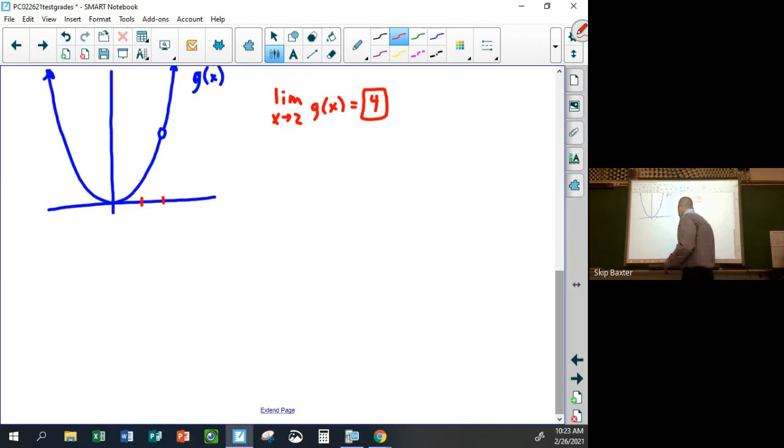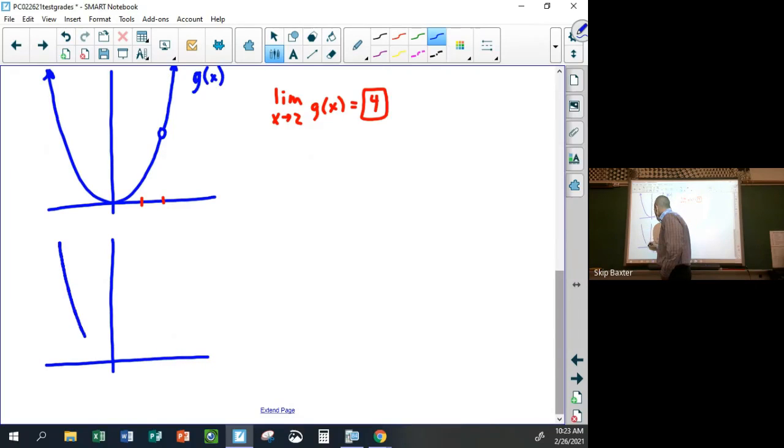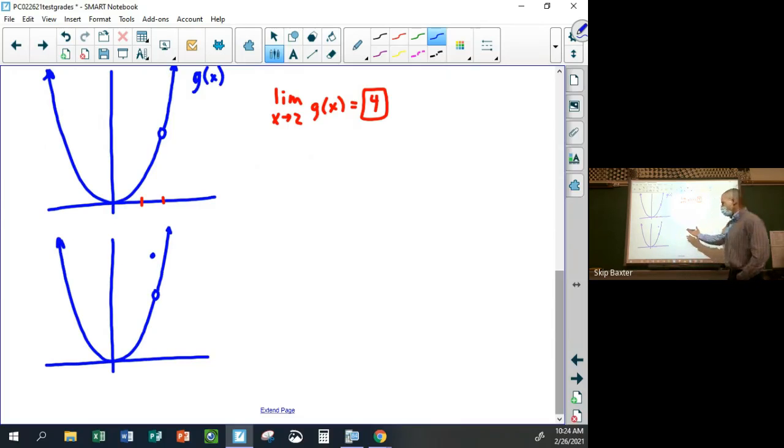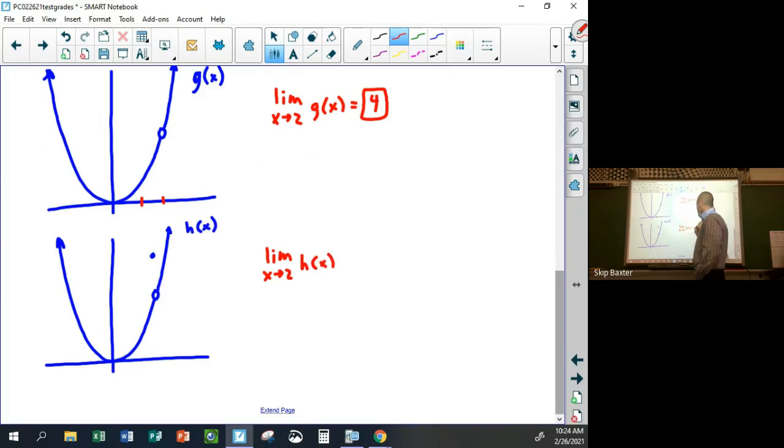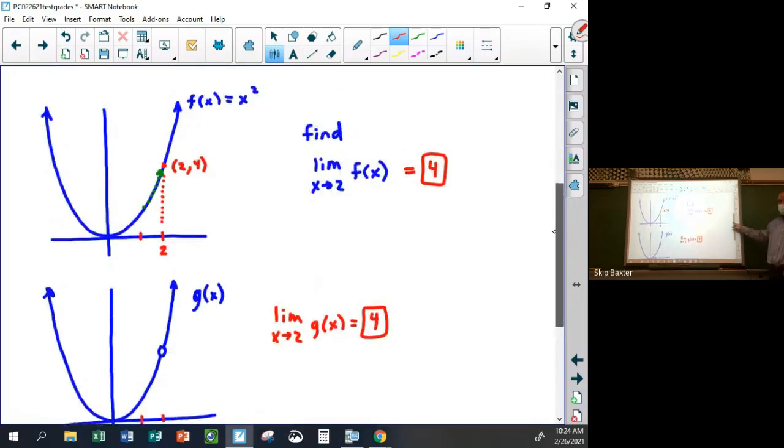Or we can even have a function that looks like this. Maybe you have a function that's a parabola that's missing a point, but instead of just missing, suppose that point is actually just moved somewhere else. It's just moved there. It's still a function. It still passes the vertical line test, right? And in fact, it's still true. Suppose this is h of x. It's still true in this case that the limit as x goes to 2 of h of x is 4. Still true. These are 3 really different functions.